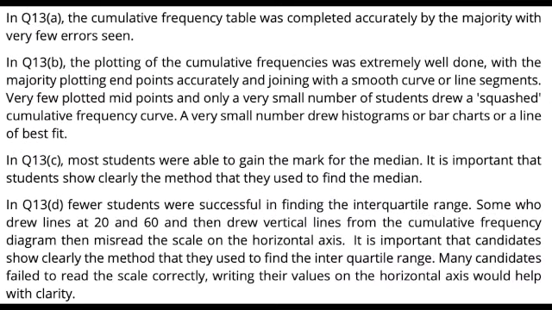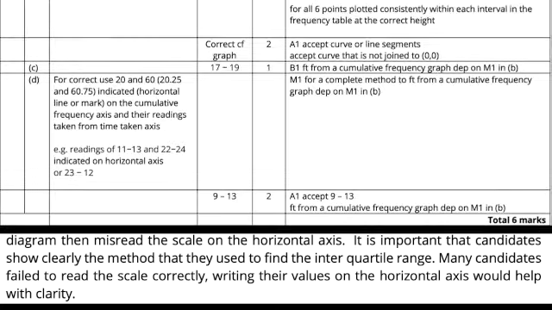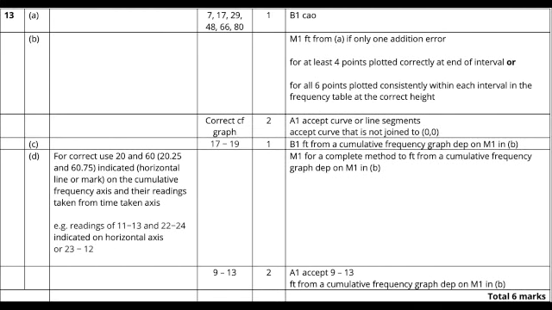So let's look at the examiner's report. Oh, good. Part A, very few errors seen. Lovely. See, smooth curve. It's important that students show how they worked out the median, so you have to draw the line, that's right. So, we got that right, correct graph. 18, exactly between 17 and lovely, and between 9 and 13, so we just squeezed in there, 12. So, I think we've done okay.